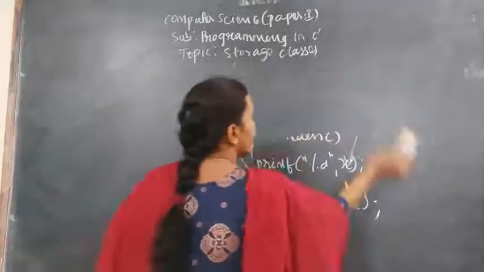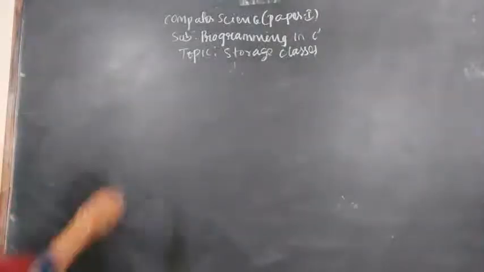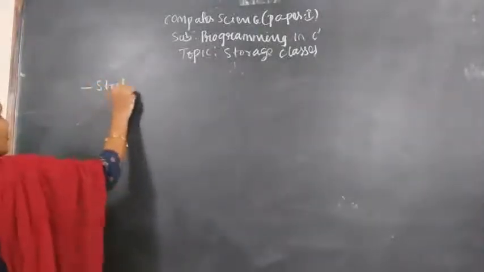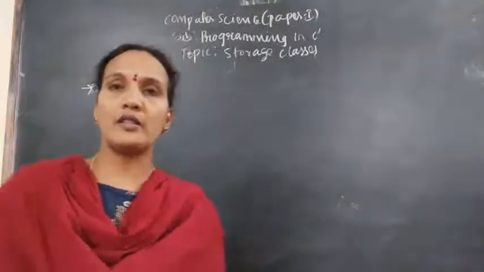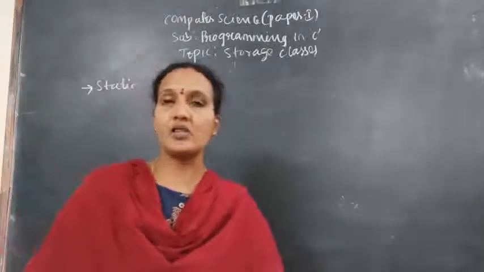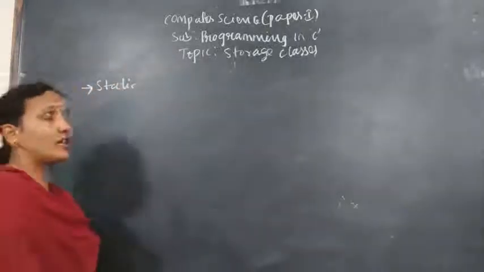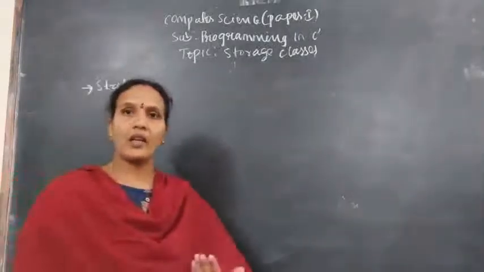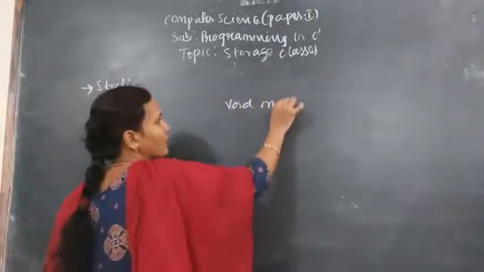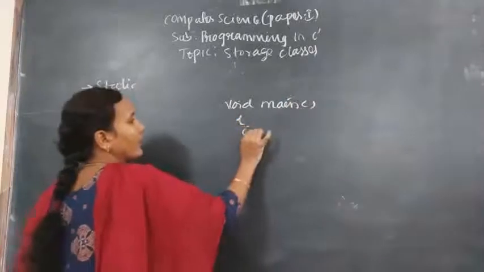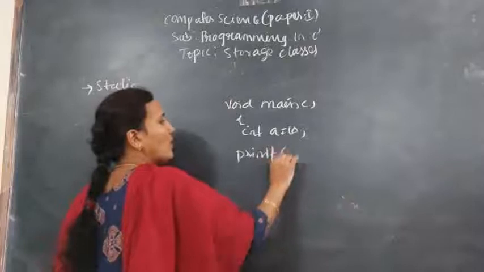Now here we discuss one more storage class, that is static. Okay, what is a static variable? The static is nothing but the static storage class. Before going into the static storage class, I will give you one example. Void main is there. Void main, int a equals 10, and I am printing a.